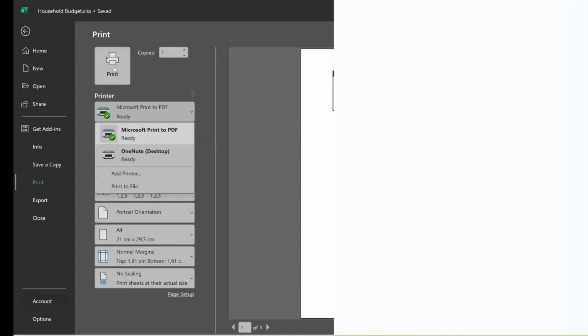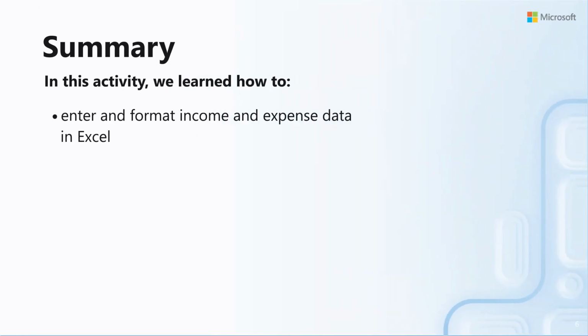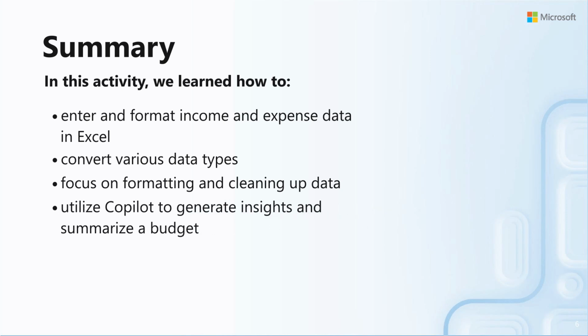Great! Let's recap what we've done. In this activity, we started by entering and formatting income and expense data in Excel to create a detailed tracker. We then converted data types, such as text, to numbers and adjusted date formats for accuracy. Next, we focused on formatting and cleaning up the data by applying currency formats and ensuring proper alignment. Finally, we used Copilot to generate insights, summarize the budget versus the actual amounts, and calculate our savings, resulting in a well-organized budget sheet ready for sharing or printing.